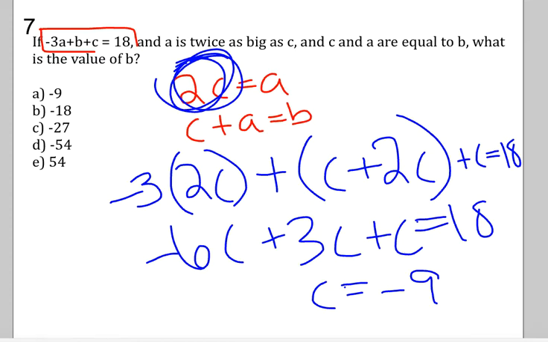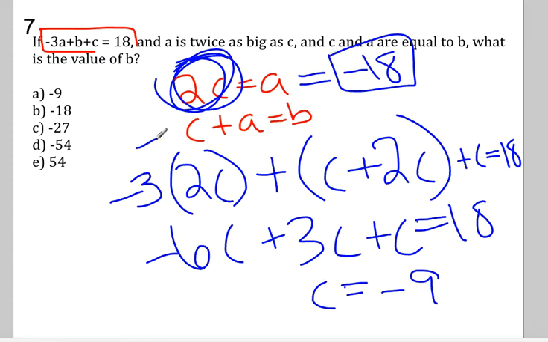The question is, what is B, though, right? So you didn't answer the question by selecting A, which was negative 9, right? You want to find out what B is. So you'd have to look at your answers. You got C is negative 9, right? So 2C is A, so 2 times negative 9 is going to be negative 18. So A is negative 18, another answer choice.